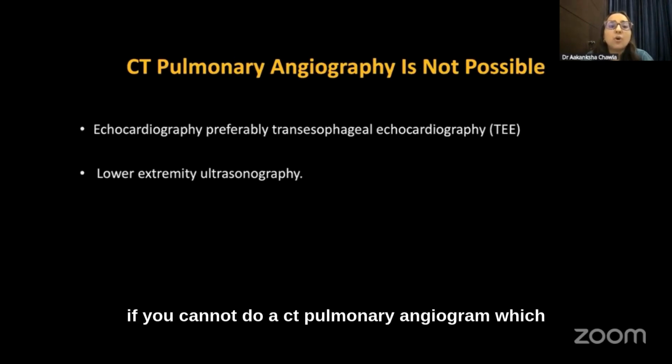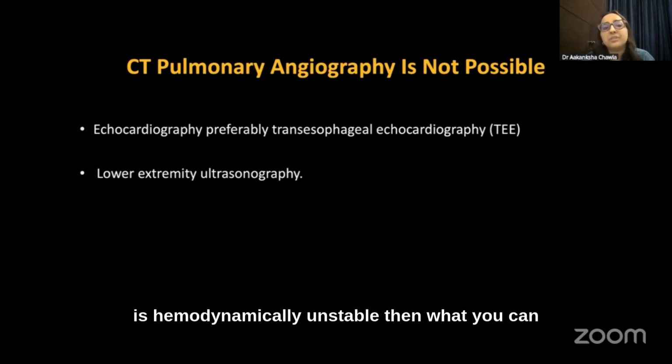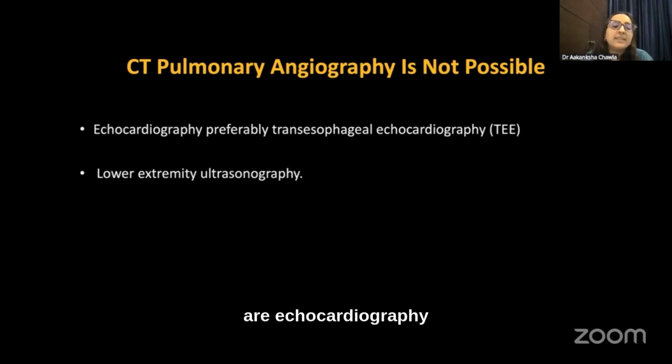Now, if you cannot do a CT pulmonary angiogram, which is the gold standard, if your patient is not shiftable, is hemodynamically unstable, then what you can do? The investigations are echocardiography, preferably a transesophageal echo, and a lower extremity ultrasound.